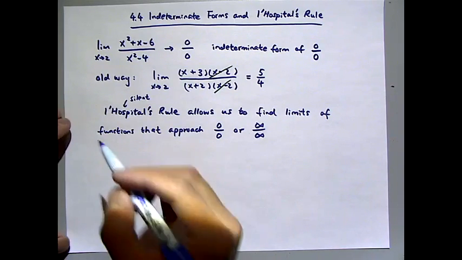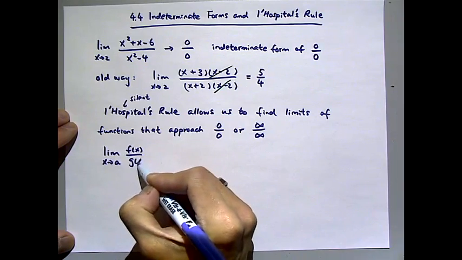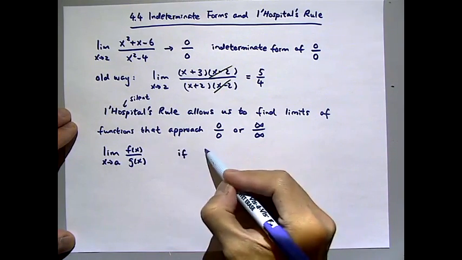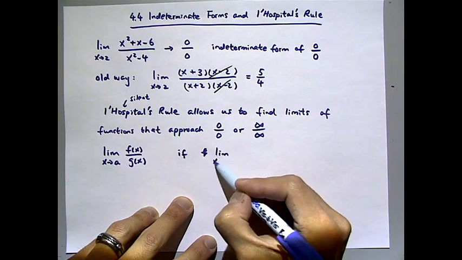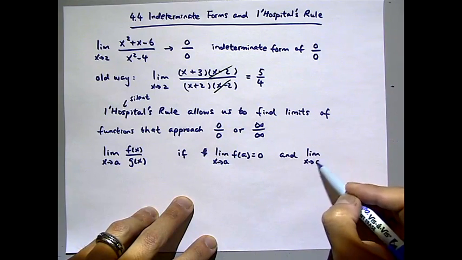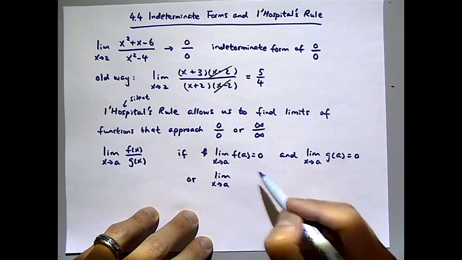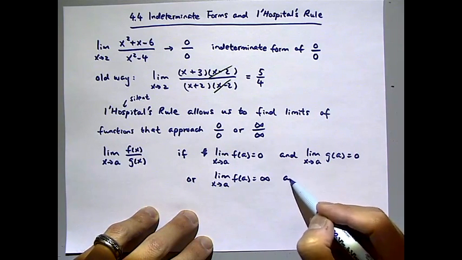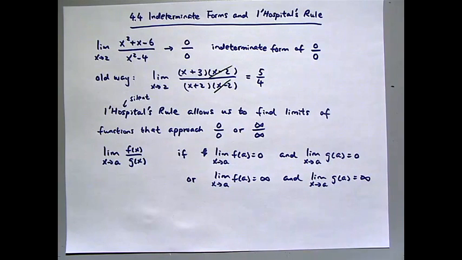Okay, so this rule says that if we're looking for the limit as x approaches a of f of x over g of x, and suppose that the limit of both of them, f and g, both go to 0 or both go to infinity, and that's how you get 0 over 0 or infinity over infinity. 0 over 0, we have an example here, and we've seen infinity over infinity before.